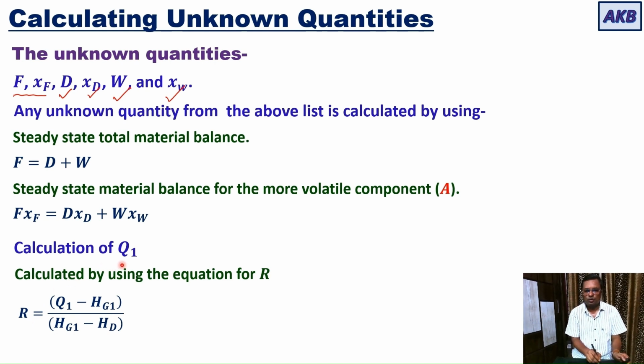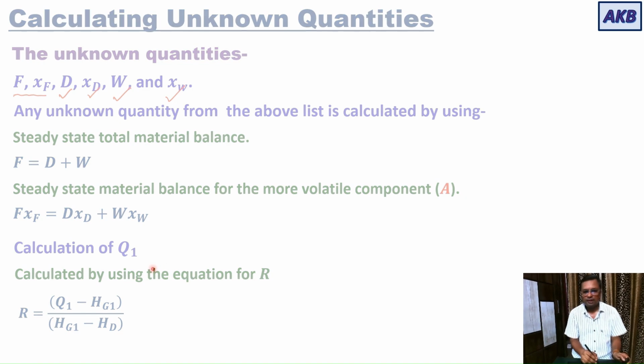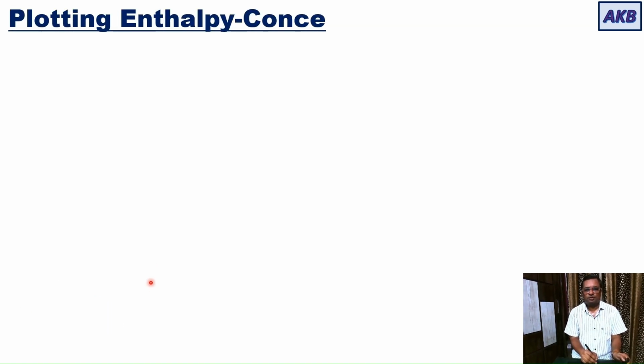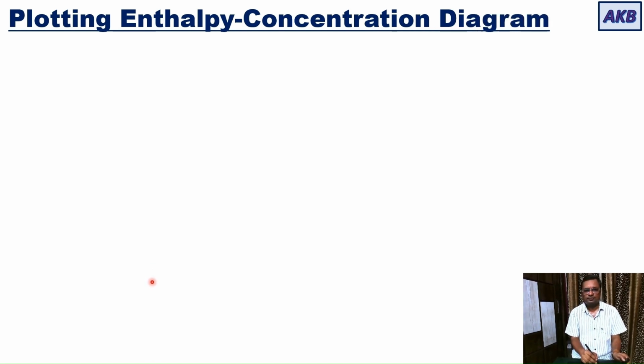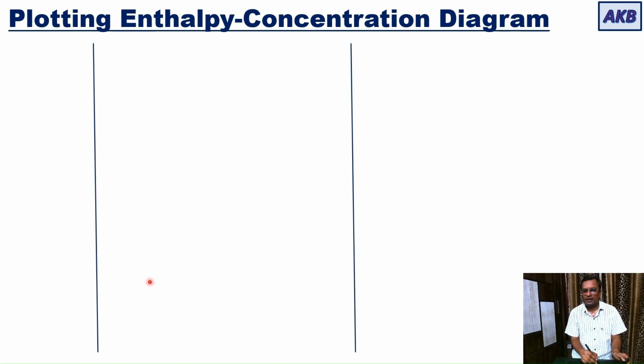Okay, so how is Q1 calculated? Q1 is calculated by using the equation for R. Now, my equation for R is this: Q1 minus Hg1 divided by Hg1 minus HD. So you are going to get any 2 unknown quantities and then you are going to calculate Q1, the net heat removed at the top of the column per unit mole of the top product, that is distillate. Then after you have found out the unknown quantities and then Q1, you will be plotting the enthalpy concentration diagram.